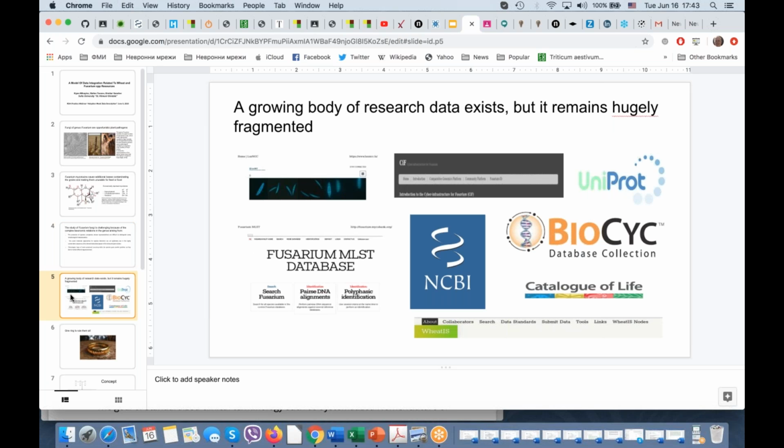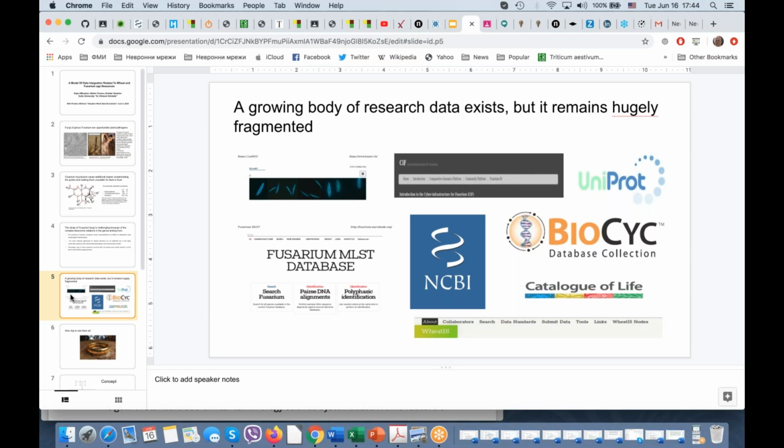There is a growing space of research which produces data, and not only research, but they remain hugely fragmented. I mean, all the resources from where we integrate the data. This is the first place: all the data contained in the NCBI resources.